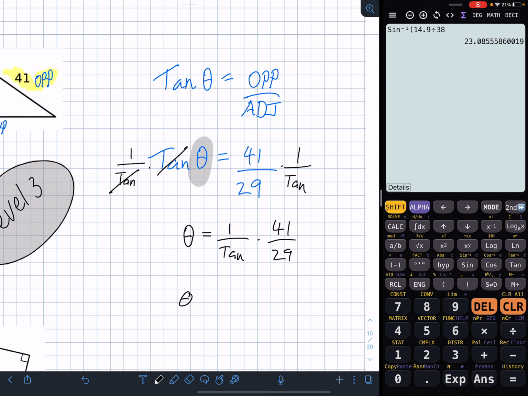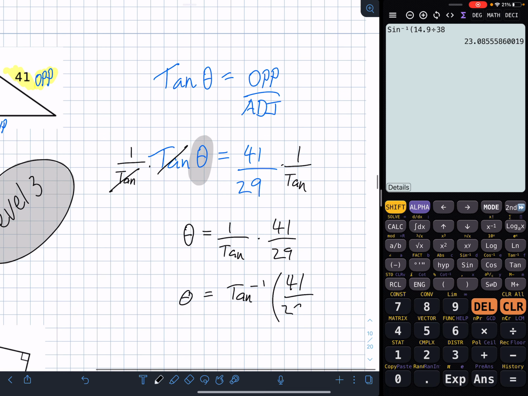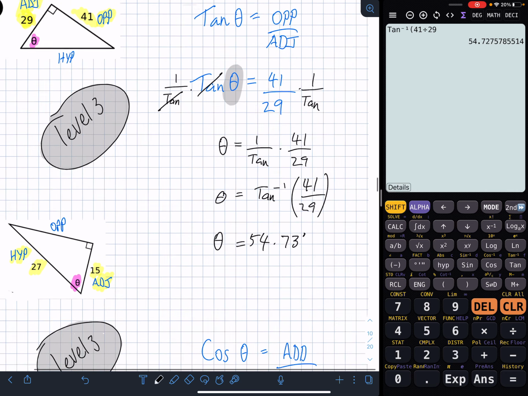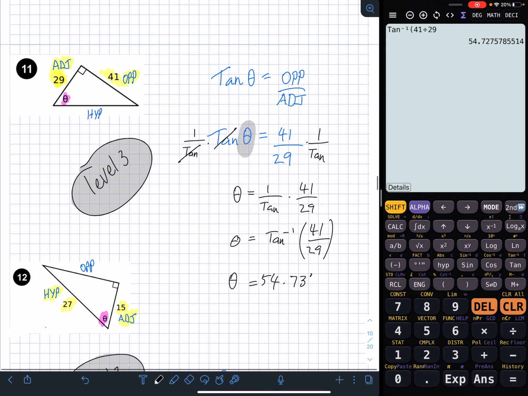And so that equals tan to the power of negative 1, brackets 41 over 29, which put into our calculator. So we have shift tan and then 41 divided by 29. That gives us an answer of 54.73 degrees. So that's the proof of how we did that.